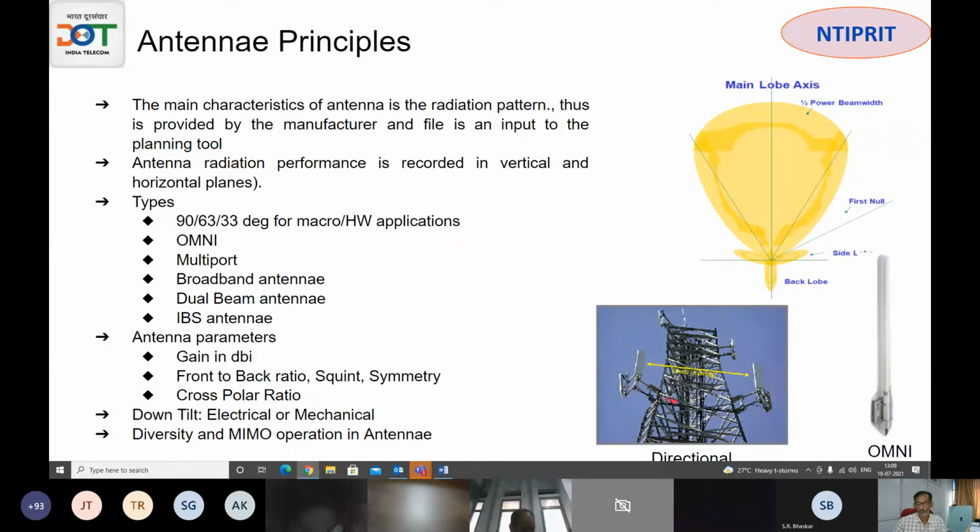Then you have the broadband antenna. Broadband antenna means you cover multiple bands in one shot. You cover 700, 800, and 900 in one antenna, with one port each. So that becomes a kind of future proof. The same antenna today I may use for 700, tomorrow I may use for 900. Today I may use for 800, tomorrow my allocation of spectrum has changed to 2300, still I will be able to use it. So this kind of broadband antenna is also useful, but of course it will be costly.